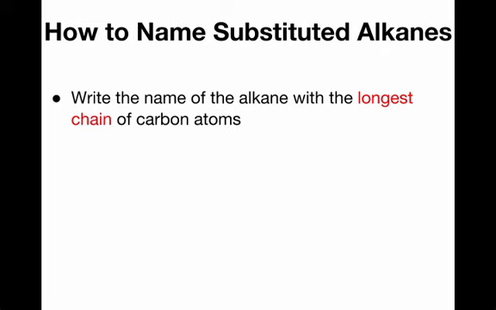Before we get to the trick, I want to give you the rules for how to name substituted alkanes, including when your substitution is based on branches that have carbon atoms in them. The rules are as follows, and we'll go over the details and show you a couple of examples on the next slide or 2. The first rule is to write the name of the alkane with the longest chain of carbon atoms. That's going to be the suffix in your IUPAC name.